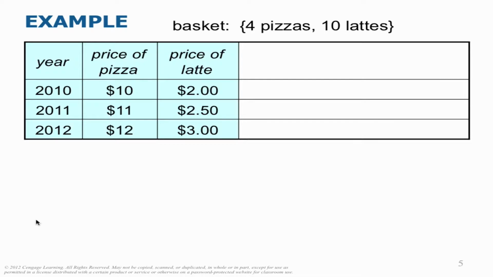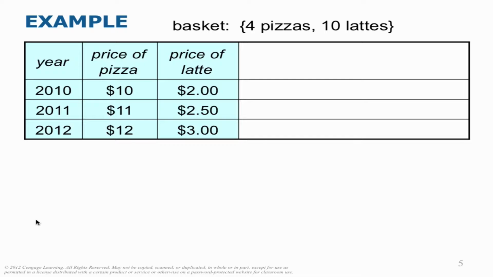Okay, example. This is a very tiny and unhealthy market basket, almost guaranteed to give you high blood pressure and diabetes at the same time. So your market basket is 4 pizzas, 10 lattes, and understand that the market basket will soon include insulin. All right, in 2010, the price of a pizza is $10. It goes up to $11 in 2011 and $12 in 2012. How convenient is that? The price of latte increases 50 cents every year.